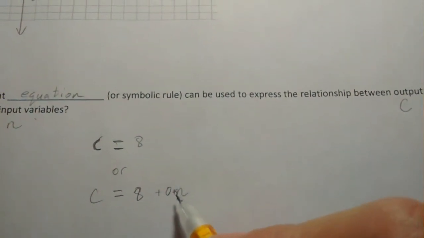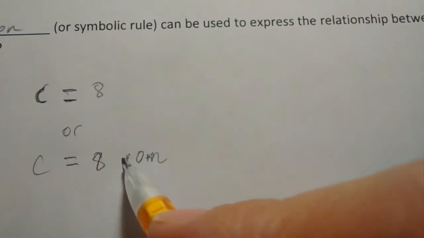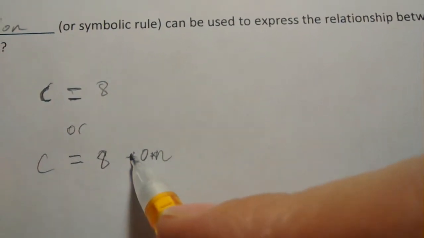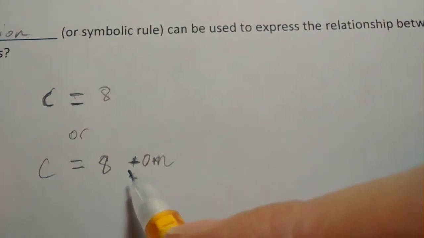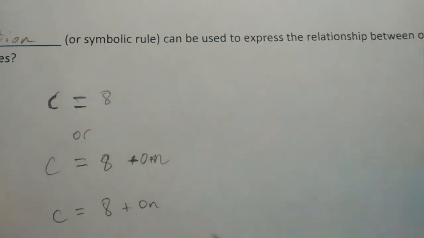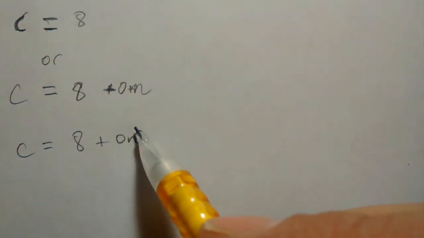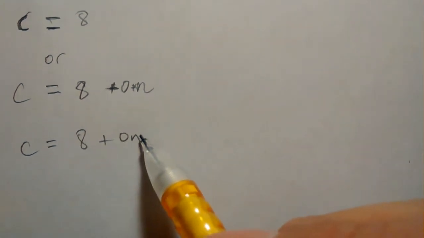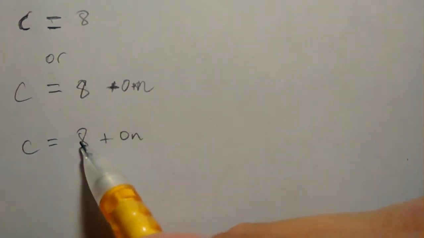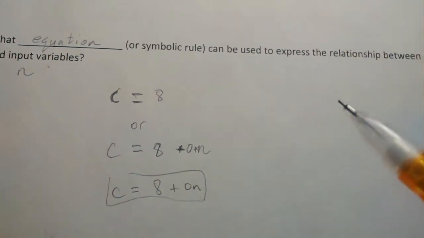If we multiply by 0, that's 0 times n plus 8. So let me write that better. I can write it this way: 0n plus 8. So if I have 14 multiplied by 0, that wipes it out and I still get $8. If I have 2 movies times 0, that wipes it out and I still have $8. So that's actually a valid way to write your symbolic rule.